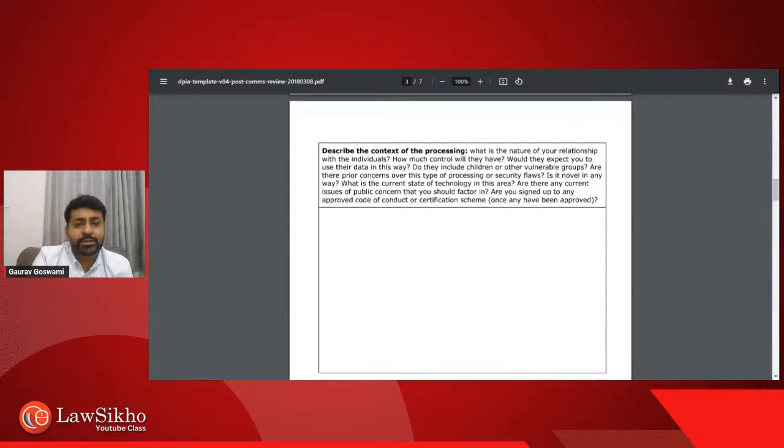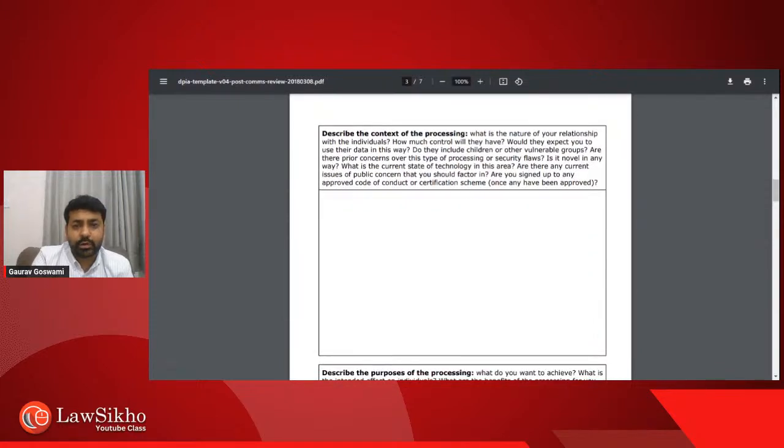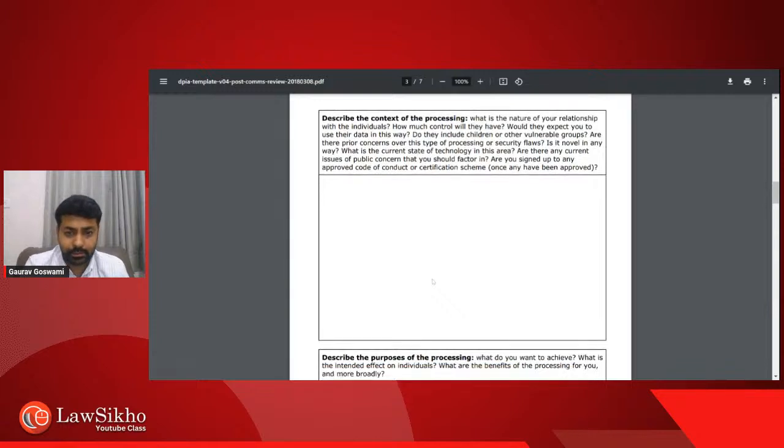Then describe the context of the processing. What is the nature of the relationship with the individuals, and how much control will they have? Have you sensitized the individuals who are providing you the data, and do they include any children or vulnerable groups? All these things you have to describe. Under the DPIA, you have to put everything in the document. It cannot be left out.